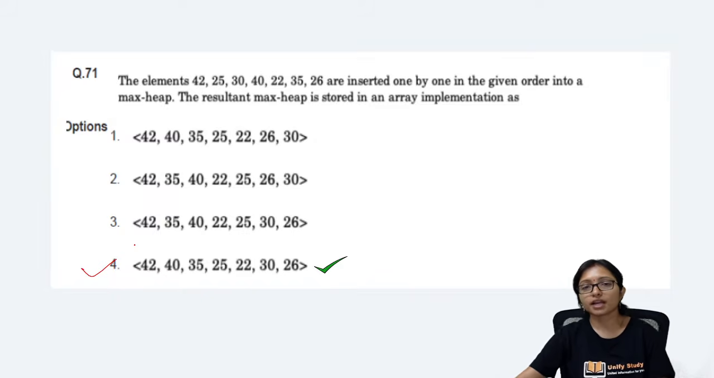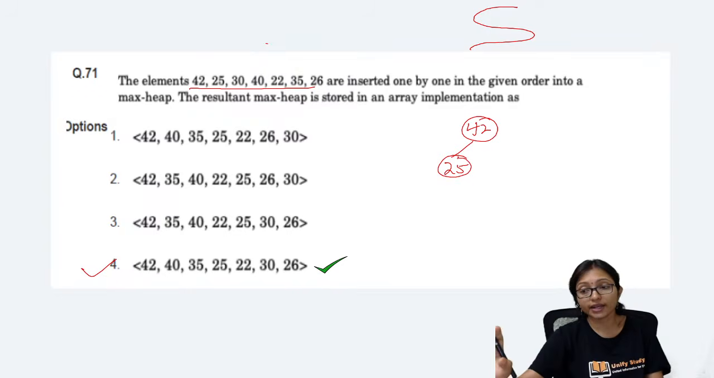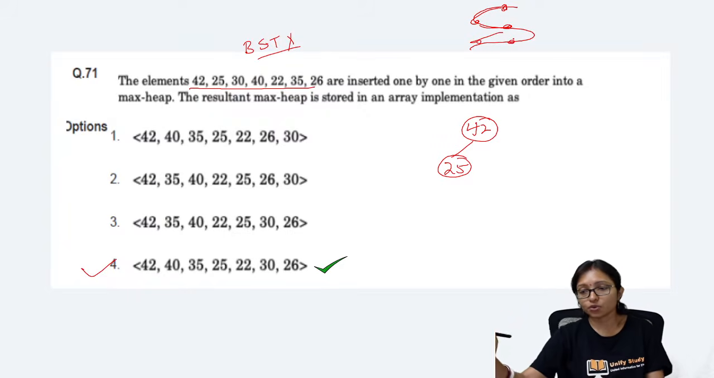How to do? See that how to do. Here the elements are given. You need to draw the heap. Whenever you are drawing a heap, you need to draw the pattern like this, the snake pattern. So here 42. After that, there is no less or greater. Don't mix with the BST. It is not BST. Just we will fill the root. After that left, then right, again left, again right. In this way we need to do that. Okay, this is the way how to solve it.